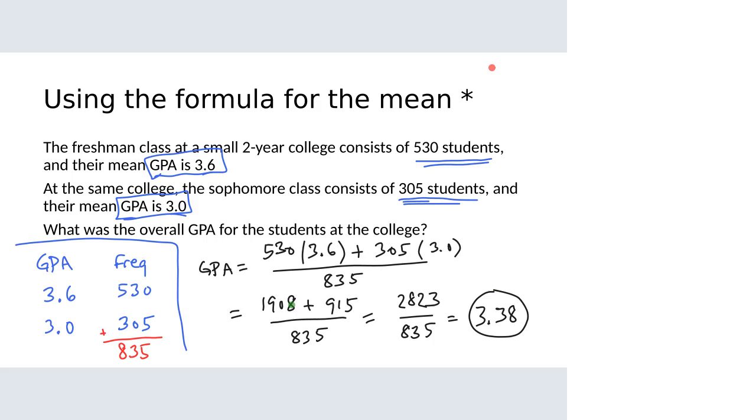What's important to note here is that we didn't just say, well, I've got 3.6 and 3.0, so halfway between those is 3.3 and we're done. We don't do that because we don't have the same number of students in each class.